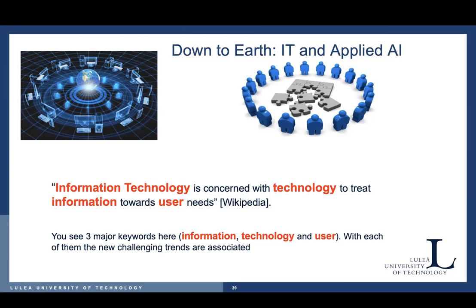To understand that, we want to look at our digital technologies, our information technologies, that help to process information of different kinds towards user needs. That's the kind of definition. So the concepts here are information, technology, and user.